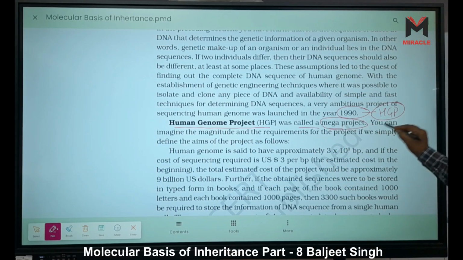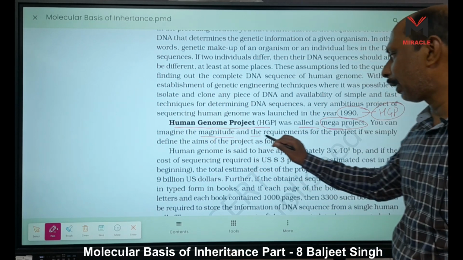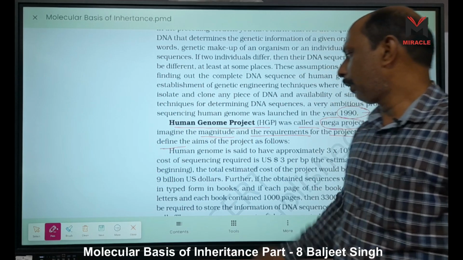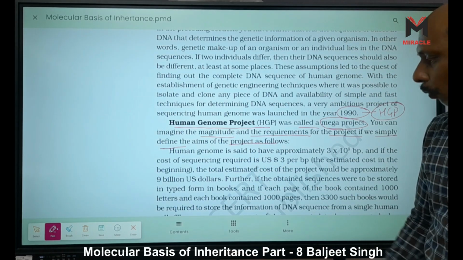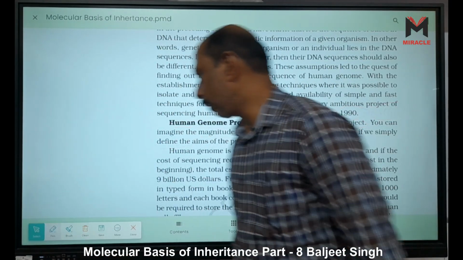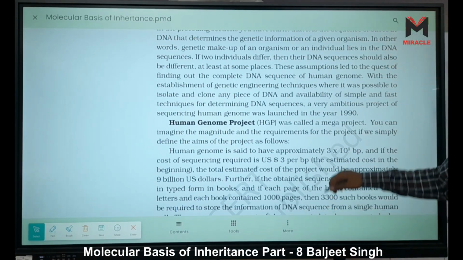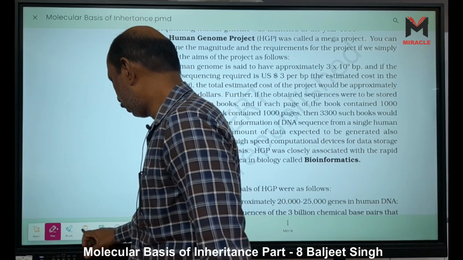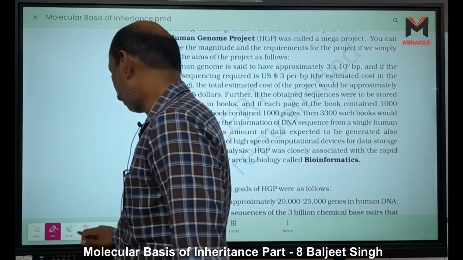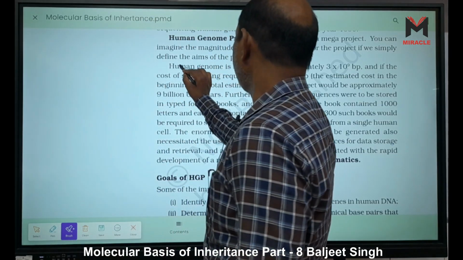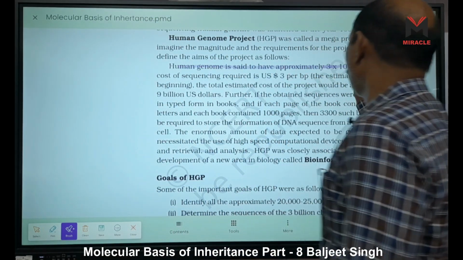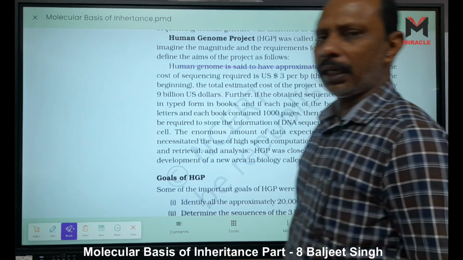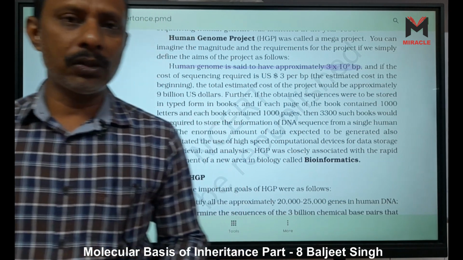Human Genome Project was called a mega project. You can imagine the magnitude and requirements of the project if we simply define the aims of the project as follows. Look at what is given in NCERT. Statement type questions will come from this point. The human genome is said to have approximately 3.3 into 10 power 9 base pairs in case of haploid.